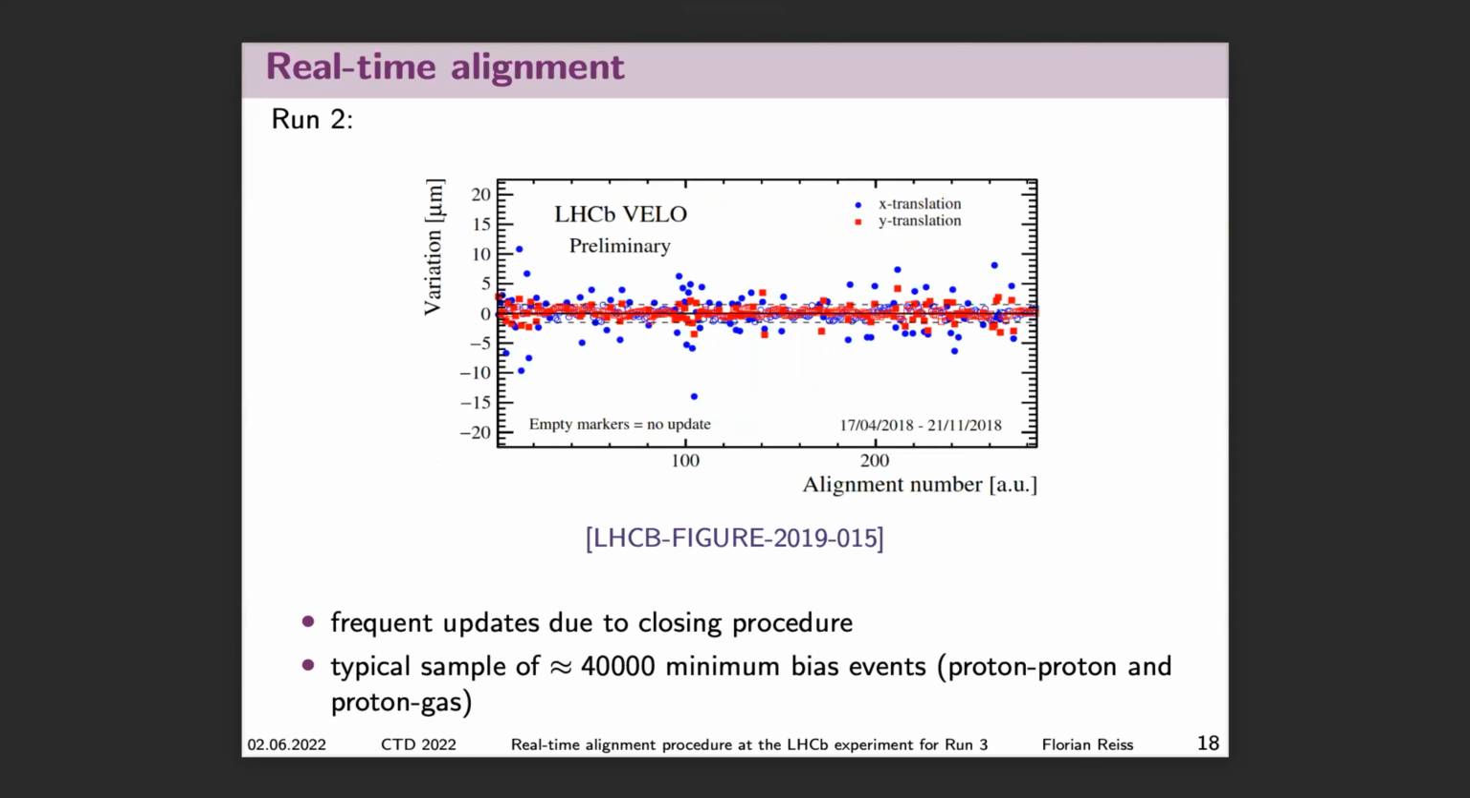For Run 2, to give you an impression of the stability of the alignment, here for the velo alignment you can see the variation of the velo alignment over the 2018 run period, the variation in X and Y. The red points are when we triggered an update, and you can see that we triggered an update quite often due to the opening procedure. For aligning the velo, we typically need a sample of around 40,000 minimum bias events, which included proton-proton collisions as well as proton-gas interactions.